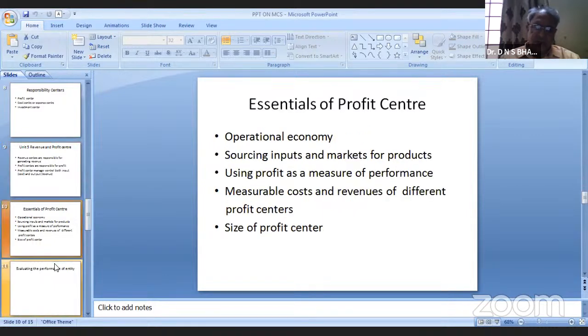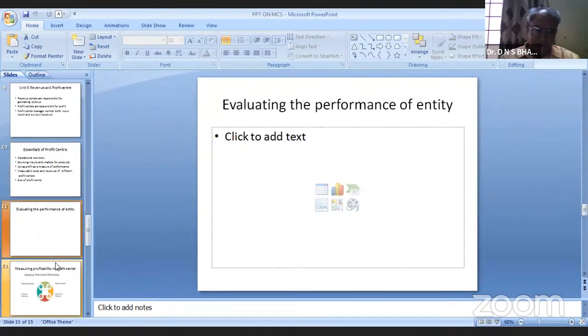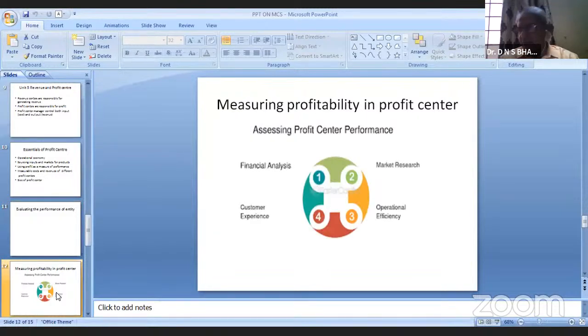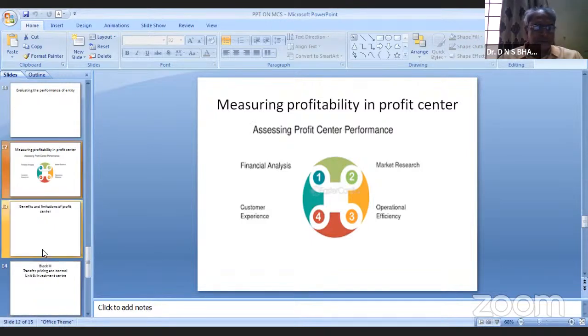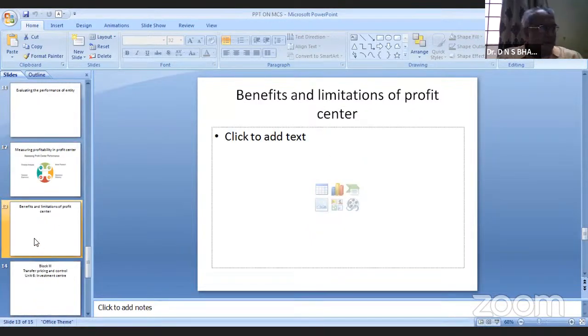Essentials of the profit center, evaluation of performance of the profit center, measuring the profitability of the profit center, the important benefits of the profit centers, and the limitations of the profit center: that is also to be considered in this particular phenomenon. Better planning and decision making is possible with the help of the profit center. Then participation in the organizational plans is also another important aspect of the profit center. Then a beneficial competitive environment can be created with the help of the profit center. But there are certain limitations of the profit center also.